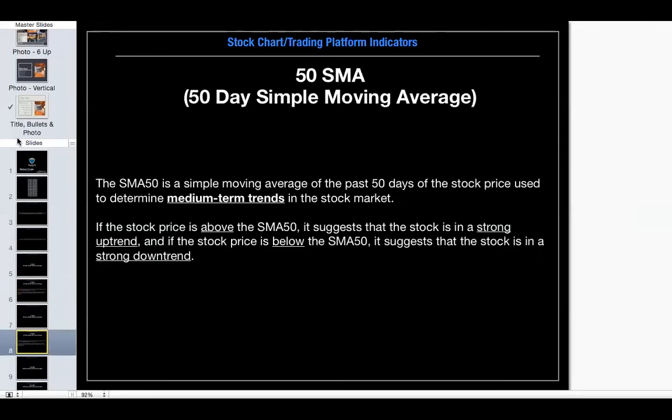Similarly, you look at the 50 SMA, it's a measurement of the past 50 days of the stock, and that determines the medium term trends in the stock market, right? And so if it's above the 50, it suggests that it's in a strong uptrend. And if the stock price is below the 50, it suggests that the stock is in a strong downtrend.